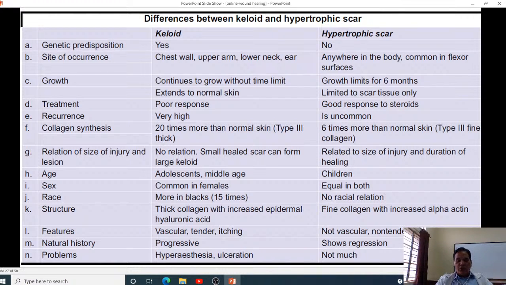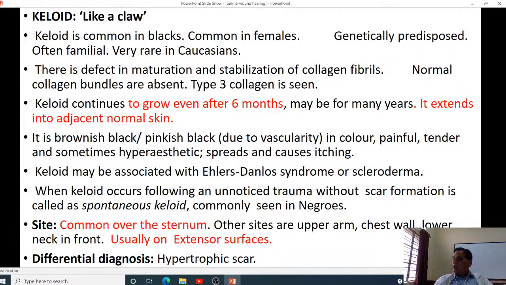The structure: thick collagen for the keloid, fine collagen for the hypertrophic scar. Vascular, tender and itching. Remember, this itching is very bad. In keloid, itching is one of the major complaints of the patient. Against that, hypertrophic scar has no itching and is non-tender. Keloid has a progressive natural history. In hypertrophic scar, there is an element of regression. The problems of keloid are hyperesthesia, ulceration and itching. Hypertrophic scar, nothing. The patient with a large keloid does not even like to wear clothes because that touch also causes hyperesthesia. So we are considering keloid now.